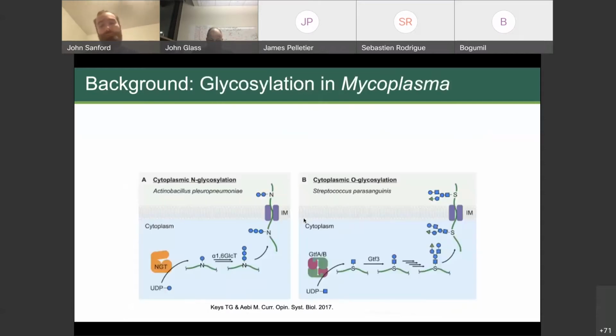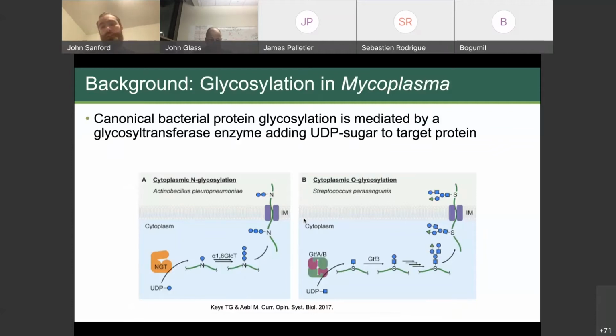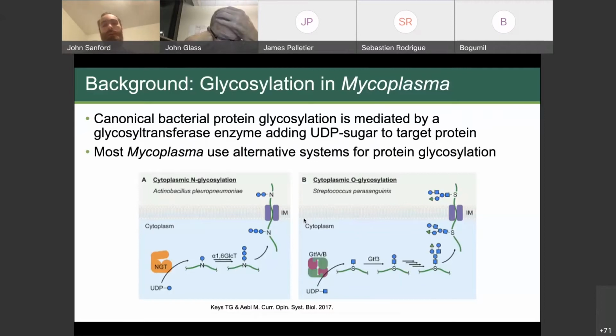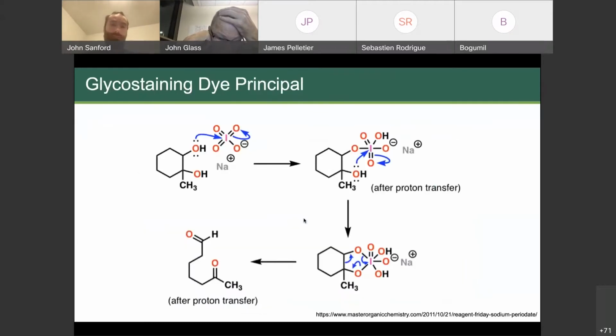So glycosylation in a typical bacterial system takes place by an enzyme called a glycosyl transferase, which will donate a UDP sugar to a target protein. However, we have noted through carbon-13 experiments that most Mycoplasma species aren't using that system to glycosylate their surface proteolipids.